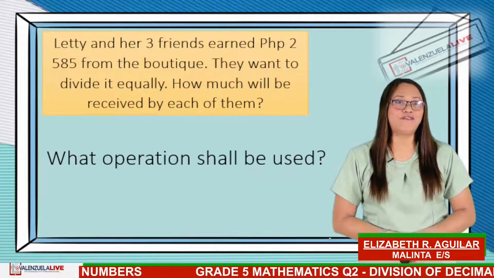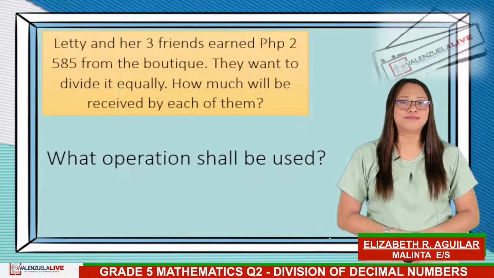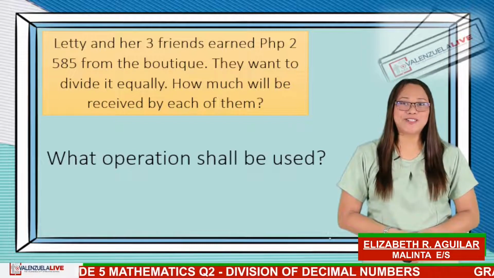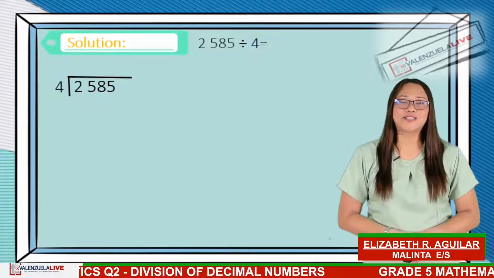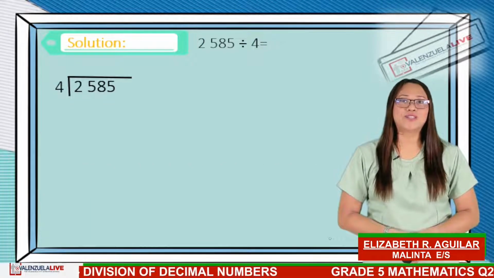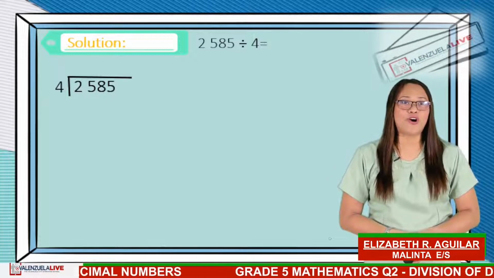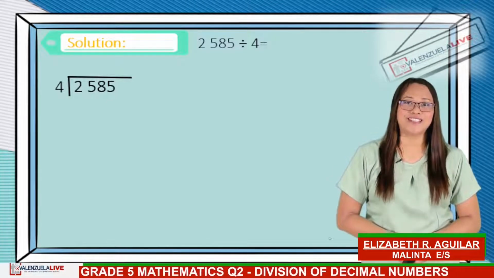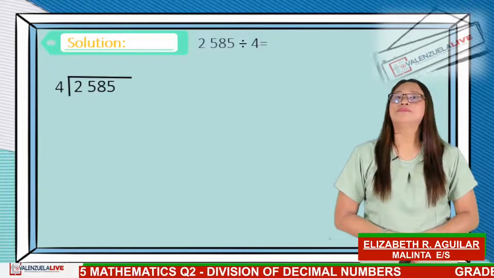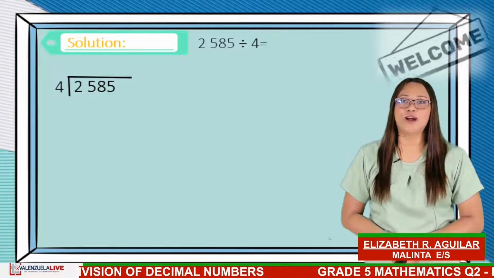Okay, we have another question. What operation shall be used? That's right. We are going to use division. Okay, for our solution, we have to divide 2,585 divided by 4. Why 4? Because it includes Letty and her 3 friends. Okay, so bear with me as we solve these big numbers.